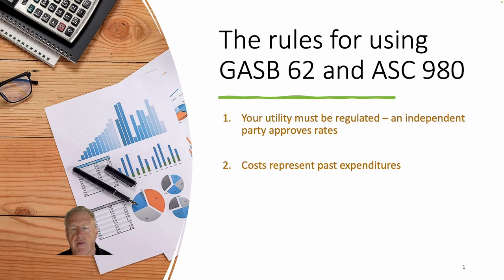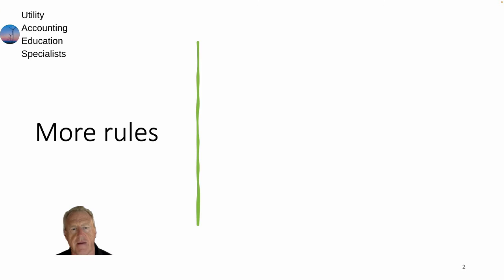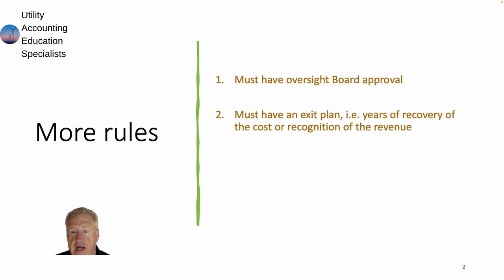Next, the costs represent past expenditures. So an event must have happened in the past, say a storm, other post-employment benefits, other deferred costs, things like that that have happened in the past, and now you want to recover those costs in rates over a period of time. And to do that, you must have oversight board approval. So in other words, you have to bring a resolution to your board of directors, to your city council that says, we would like to apply GASB 62 or ASC 980 treatment to this particular transaction.